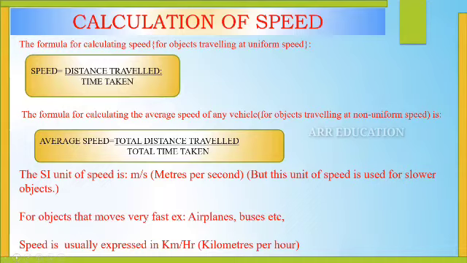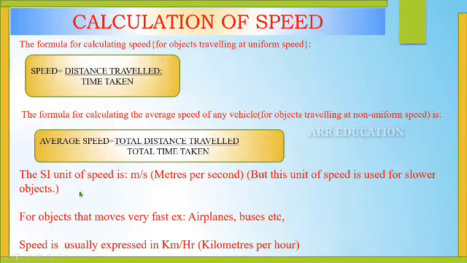The formula for calculating speed for objects traveling at non-uniform motion is average speed. We are calculating here average speed because in non-uniform motion the speed changes from time to time. So we don't have any other option than taking average speed. Average speed is equal to total distance traveled in the journey by total time taken.